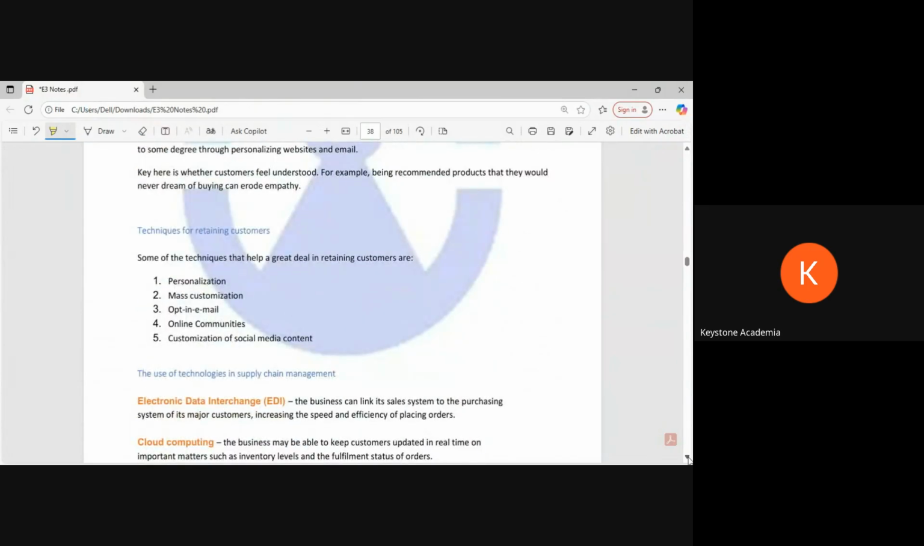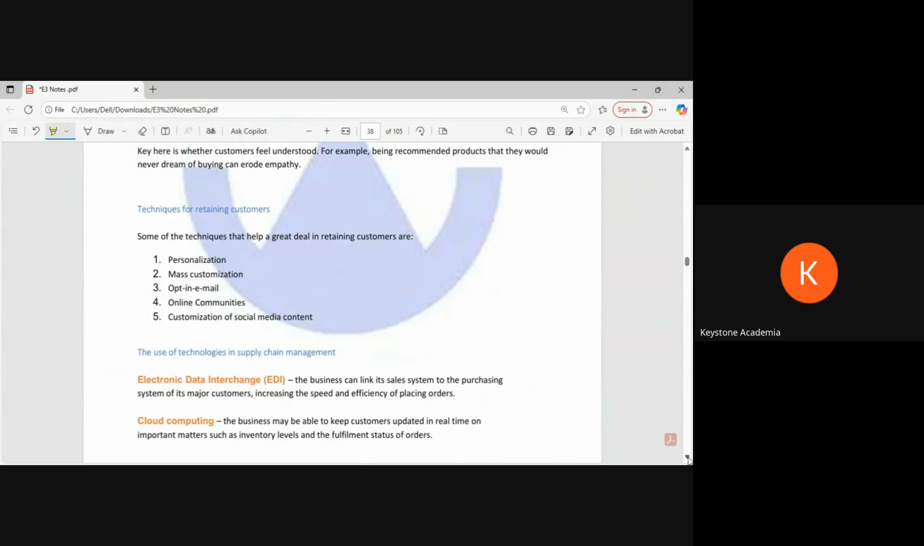How can they retain customers? Usually they won't ask specifically this, but we can just go through it. Personalization, mass communication. This is not related to our industry, it's generalized. We can look at consumer products, FMCG, like that. Opt-in email, online communities are there. Customization of social media content. Nowadays, this is rising too much.